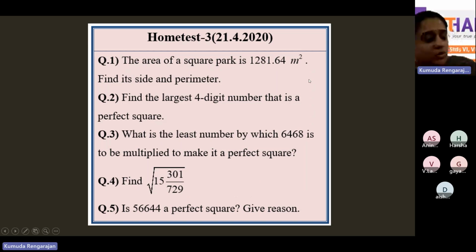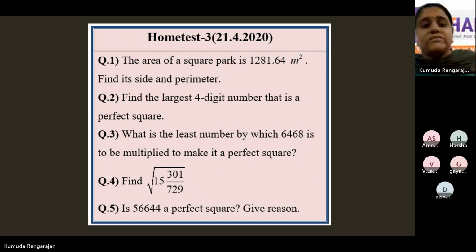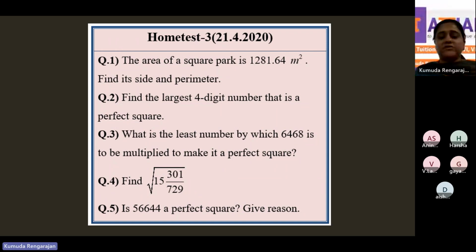Yeah, children. So first, let's discuss the answers of the homework which I shared in the last class. The answer for the first one: what's the side of the square path? Anybody? It's an open question. Whoever completed the homework and wants to share the answer can share it.